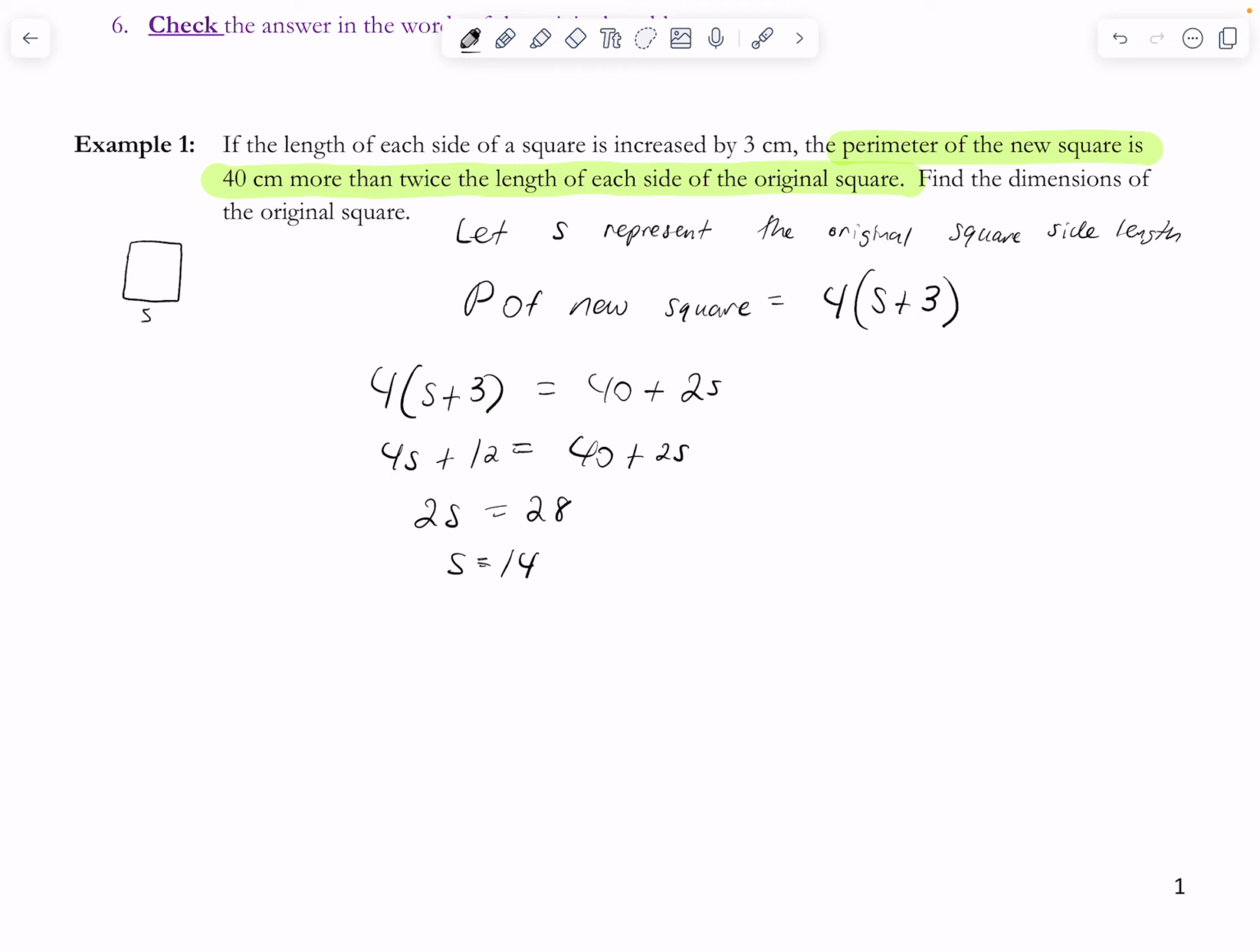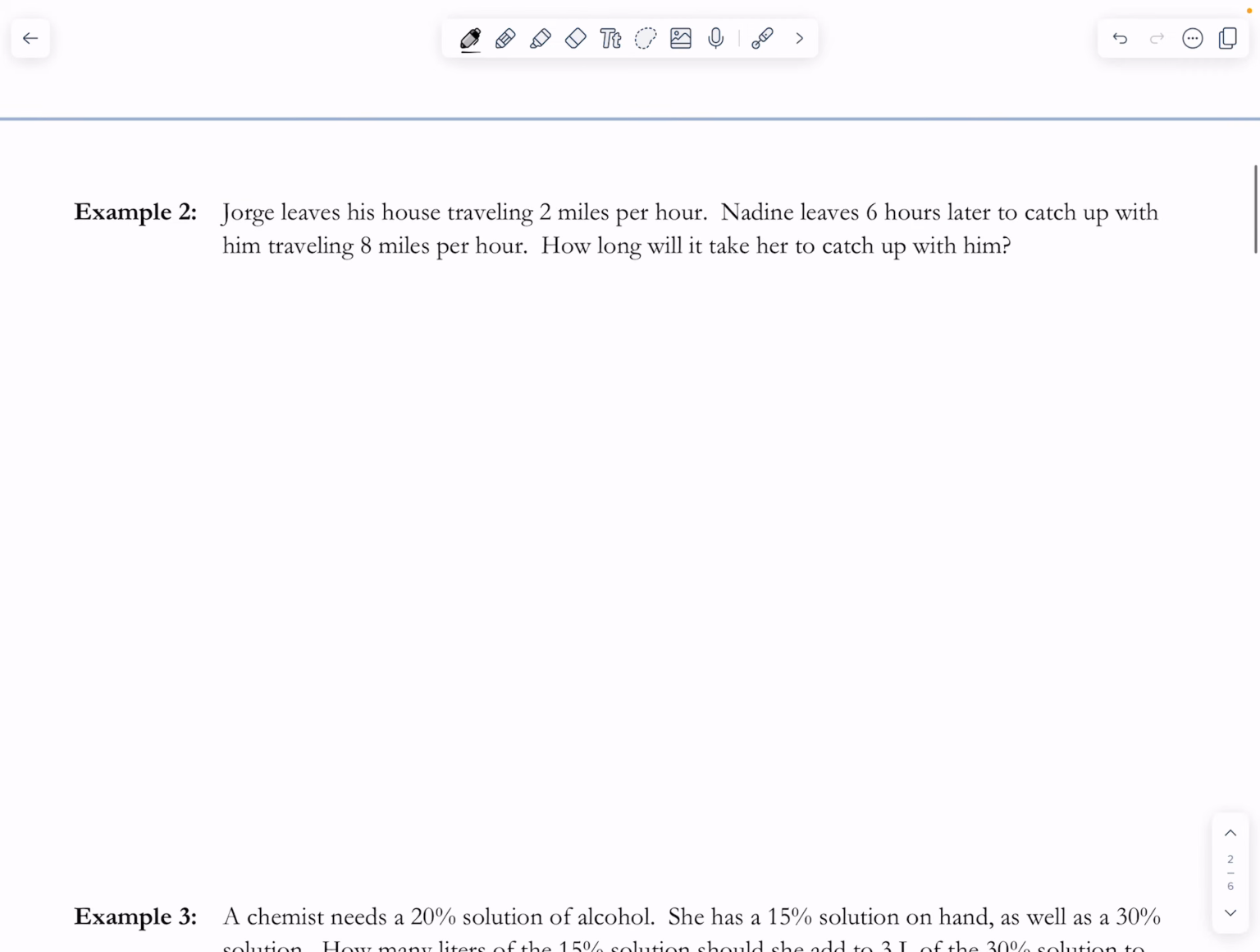All right, so the original square has side lengths of 14 centimeters. So I'm going to say the dimensions of the original square is the side is 14 centimeters. All right, so that's it for the first one. Let's go to example 2.